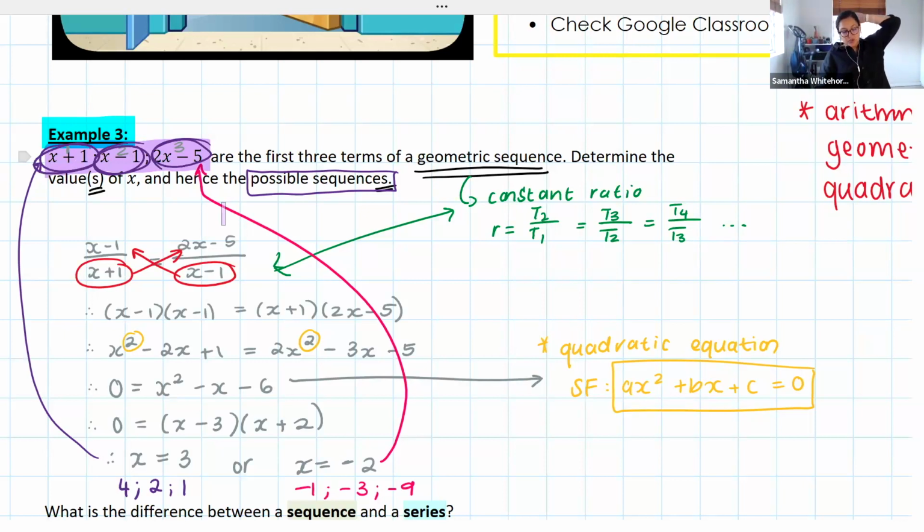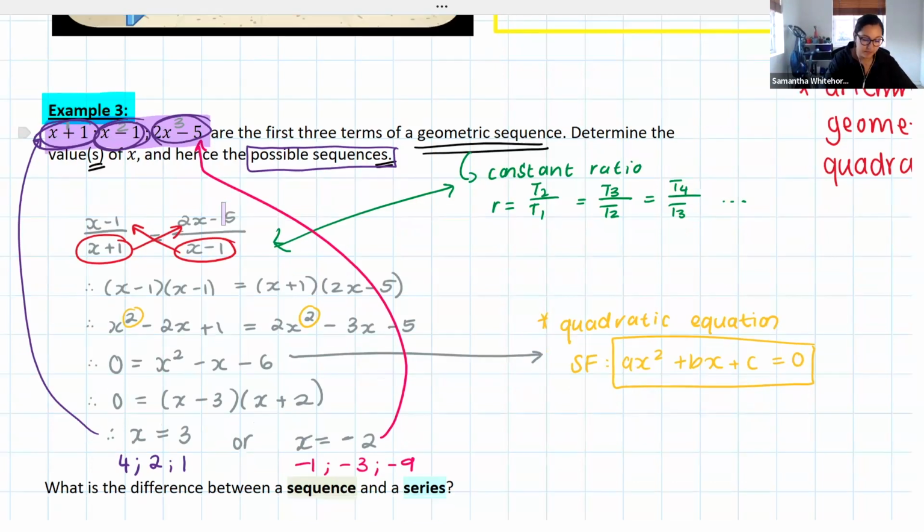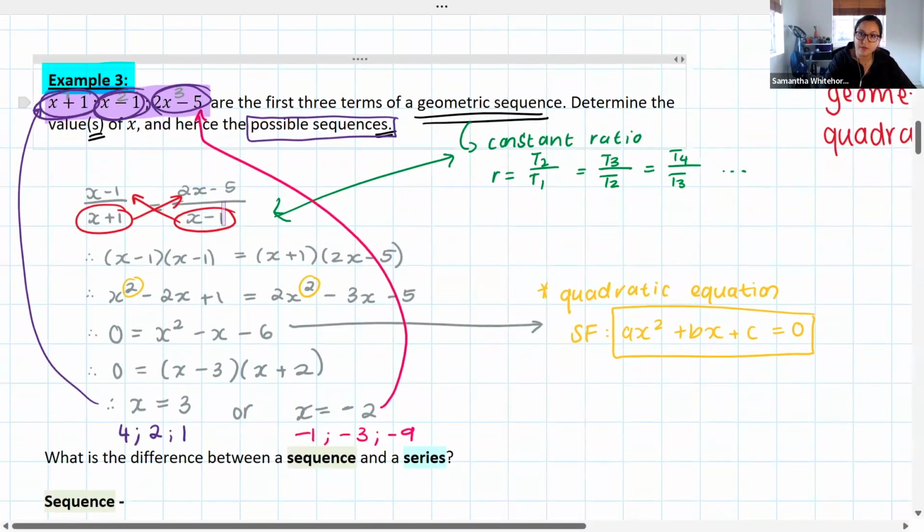So we're going to get into series right now. Okay, so while you're taking screenshots, my first question to you is, what is the difference between a sequence and a series? And that's sort of what I have here. Right, so screenshots, and I'm going to scroll down now.